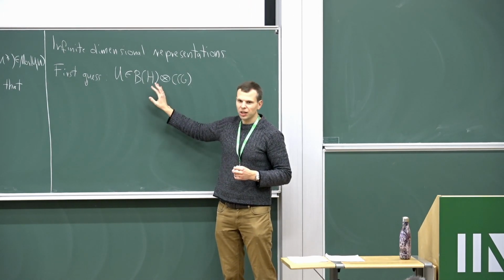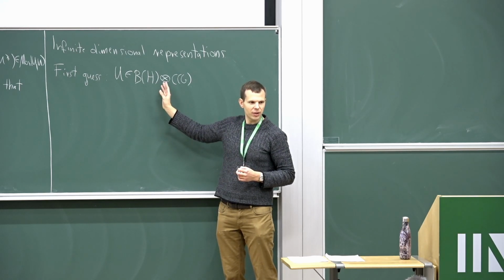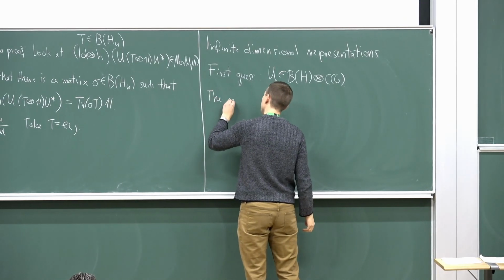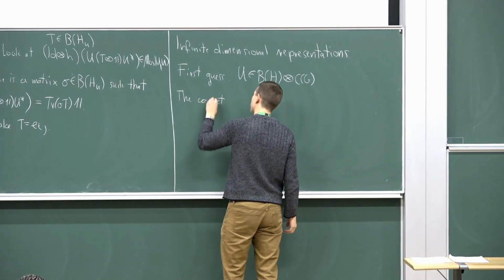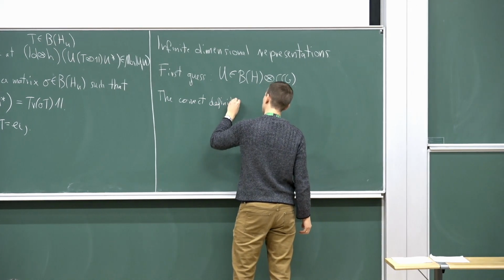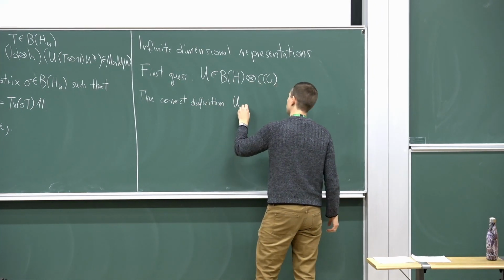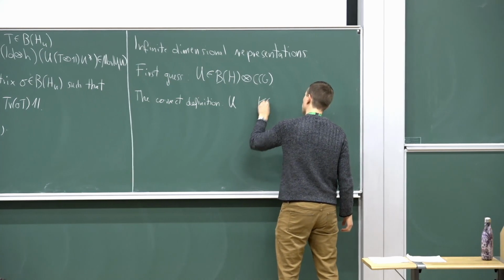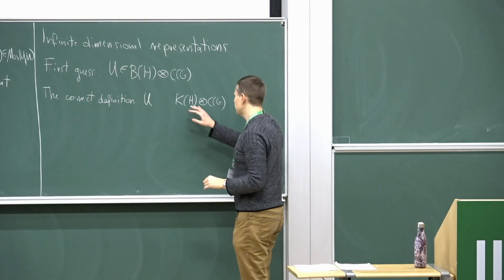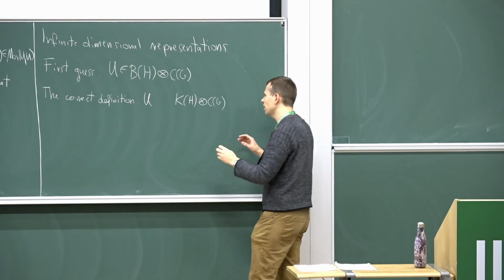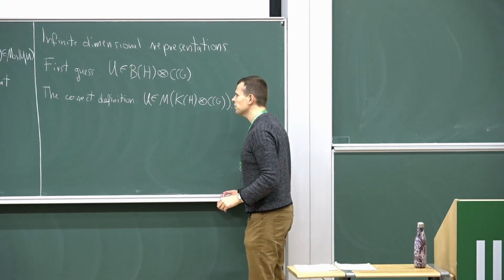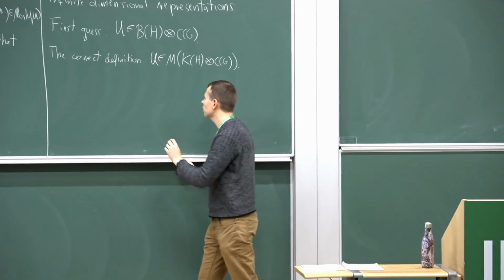So we need a slightly different operator algebraic gadget here. And the correct definition involves something called a multiplier algebra. So we take the compact operators on H, tensor with C_0(G). This is the tensor product of C-star algebras, the most basic one. And then take the multiplier algebra of this. So let me maybe very briefly discuss what the multiplier algebra is.